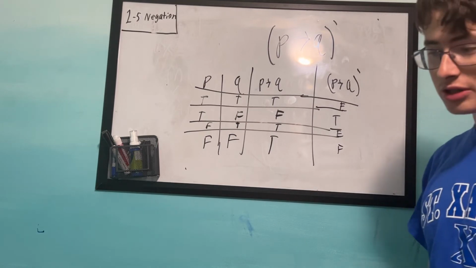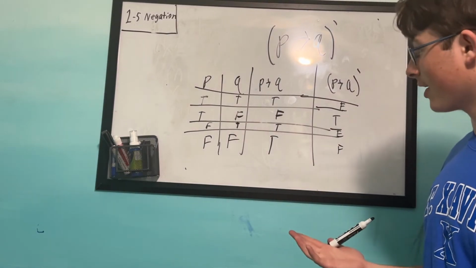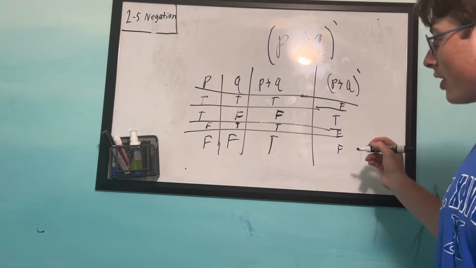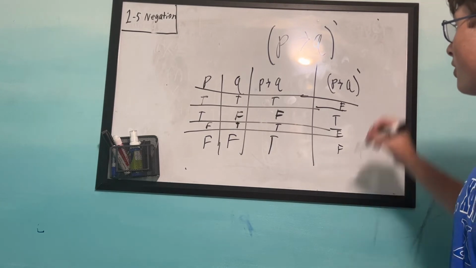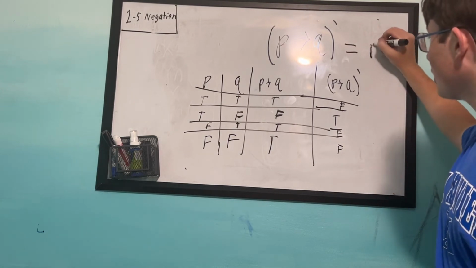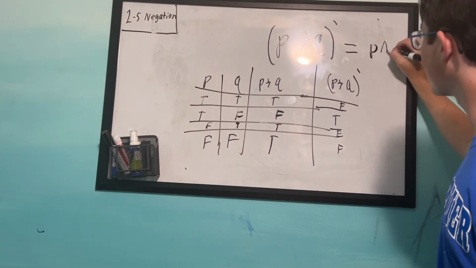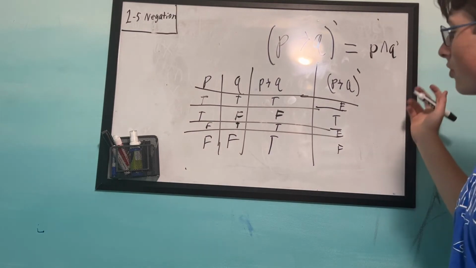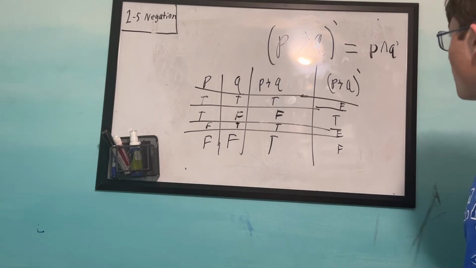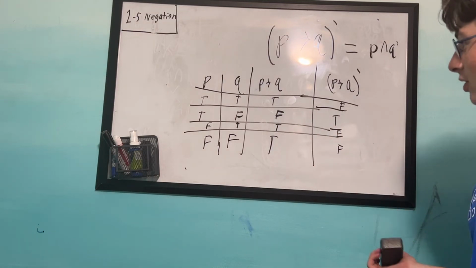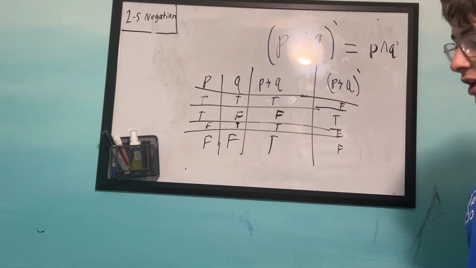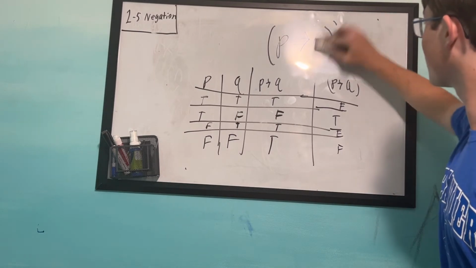Notice the emphasis on the word and, which leads us to the next step where this equals P is true and Q is false, or not Q. It makes a little bit more sense when you start looking at the graph, but it's still understandable if you can't intuitively understand that.